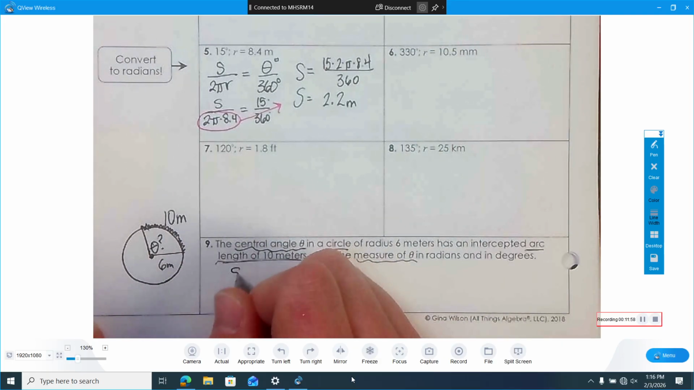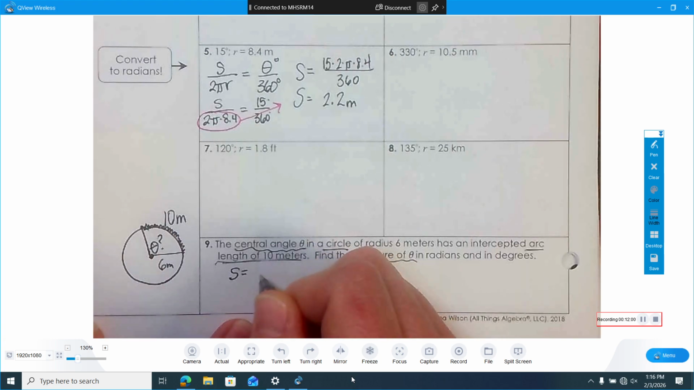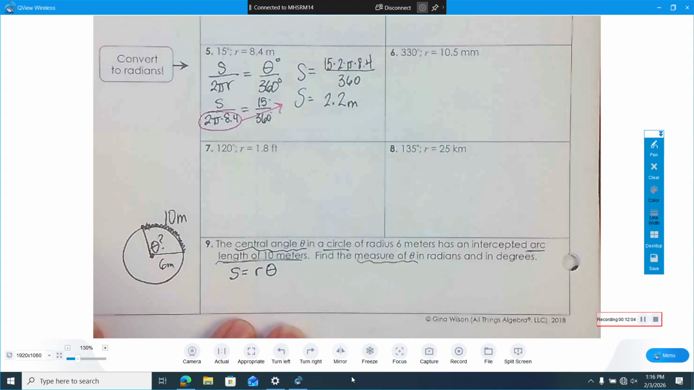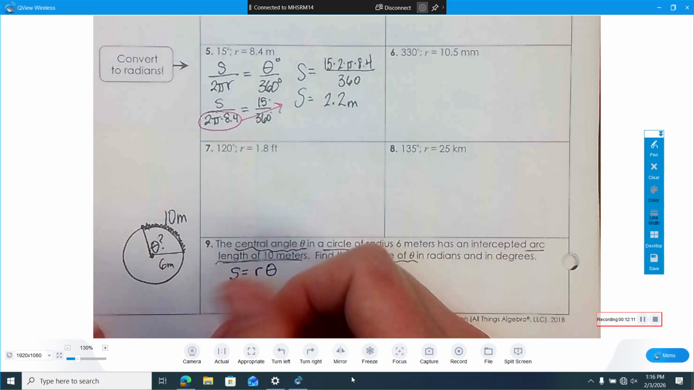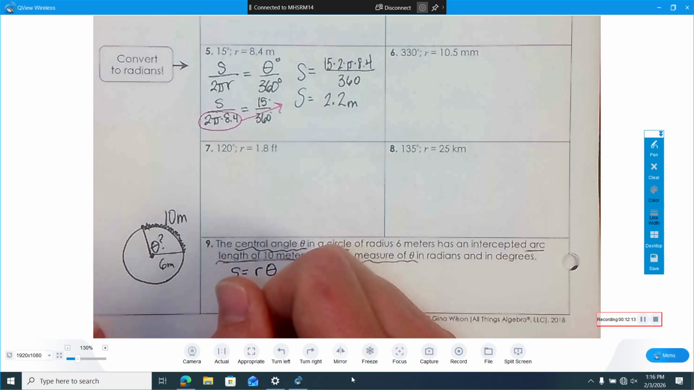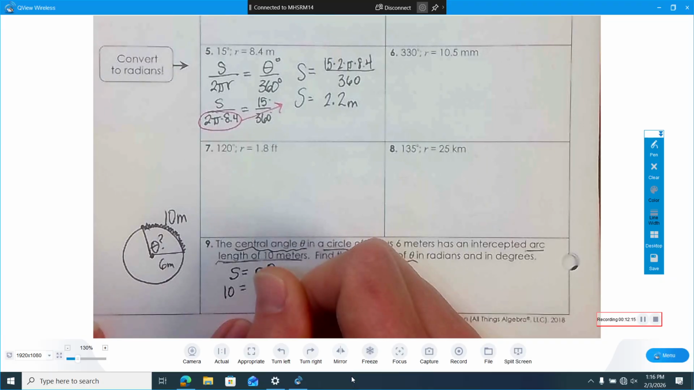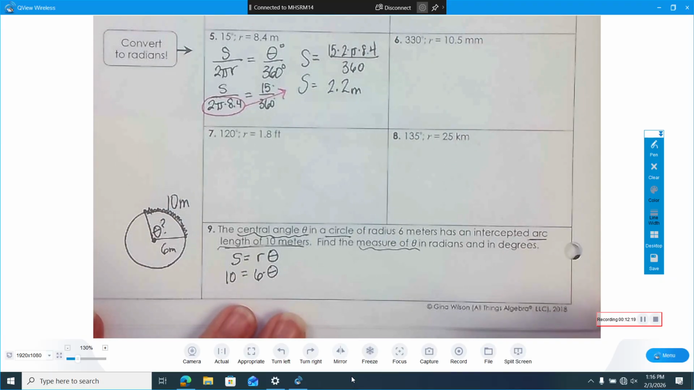So we could do the same one, but I'm going to use s equals r theta. Why am I going to use s equals r theta? I have the radius and I have the arc length, so here we go. So my arc length is 10 meters. My radius was 6 meters, and I want to solve for theta.